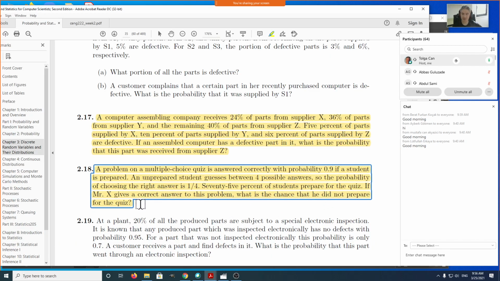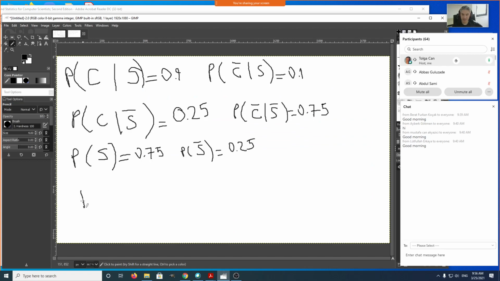If Mr. X gives a correct answer to this problem, what is the chance that he did not prepare for the quiz? Okay. So we're asked, what is the probability of not preparing for the quiz given that Mr. X gave a correct answer to the question? So given that the problem is answered correctly, what is the probability that the student has not studied for the quiz? Okay, so this is the probability that we're asked.